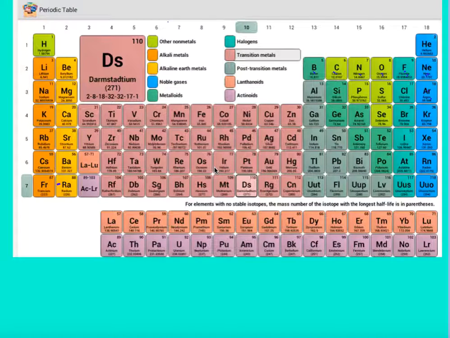Okay, let's look at the trend for electronegativity. With electronegativity, you're going to find that the trend is the same, for the most part, as ionization energy. Electronegativity is the ability of an atom to attract an electron to itself. So as you go up a group, atoms can better attract electrons.